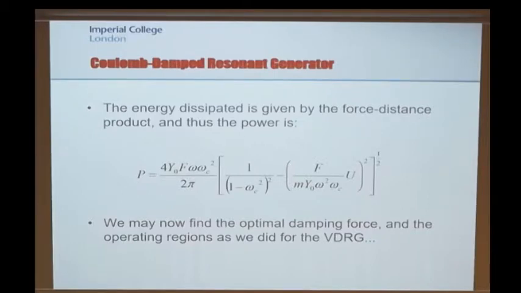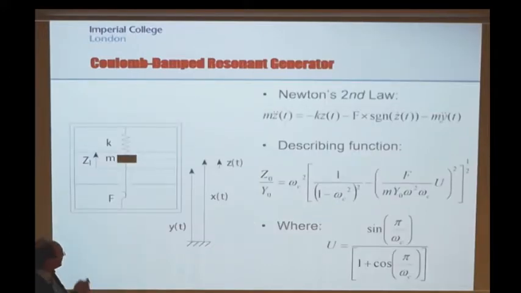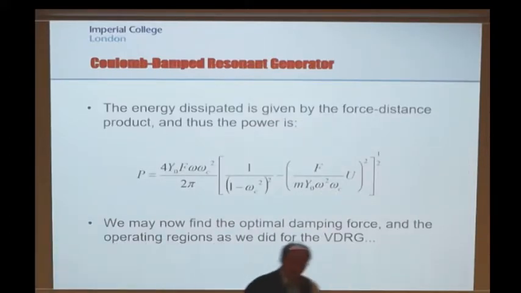The power, rather, is a little bit easier to calculate in this case because it is literally force times distance. We know the force is constant because that's exactly the definition of the force in this system. So once we know the movement of the device, it's very easy to calculate the total power because it's simply the total travel of the mass multiplied by this Coulomb force value F multiplied by the frequency of operation, and that's what you get. So there's the power that you can get from this device.